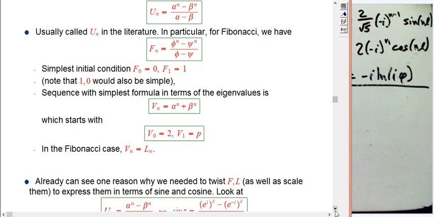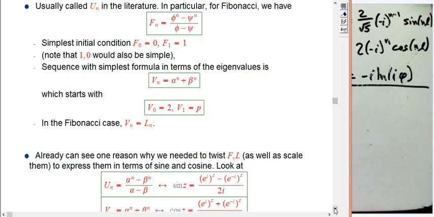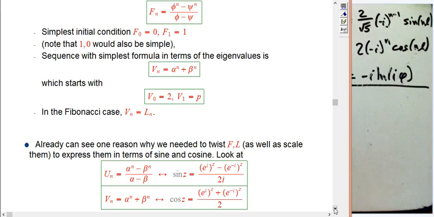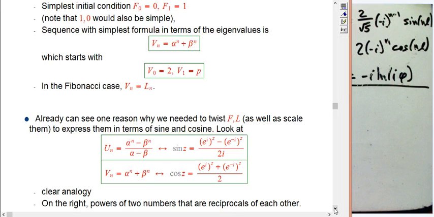Okay. Let me get a little payoff for this, not just completely review standard stuff. So one of the questions again was, why did we need to twist F and L? The scaling is not super crucial here, but why did we need to twist them? We saw in the last video that that really makes a pretty picture with these spirals, but why was it necessary in order to find the connection between sine and cosine? Okay, so let's look at this analogy here. Now that we've got these formulas, there's a very nice analogy.